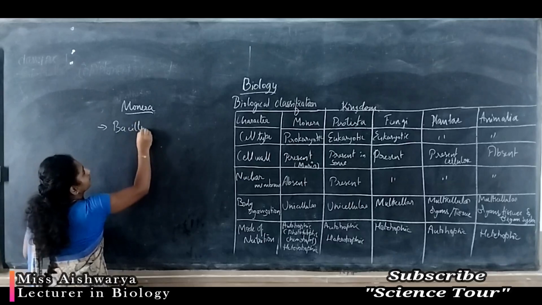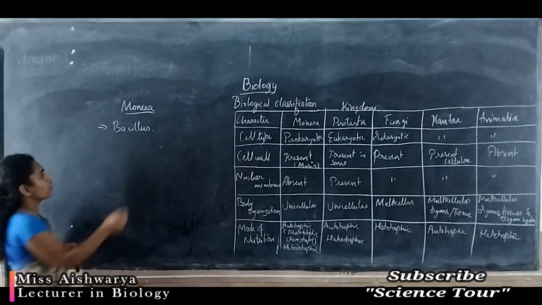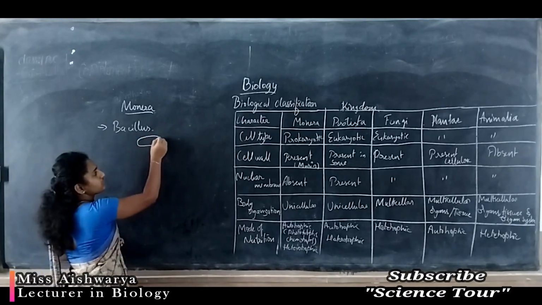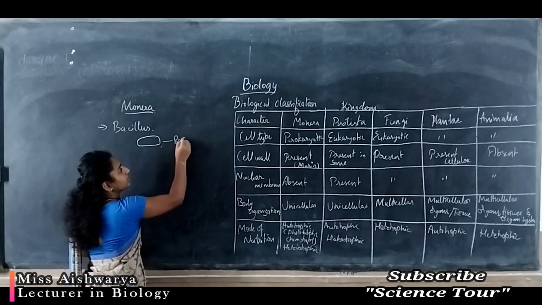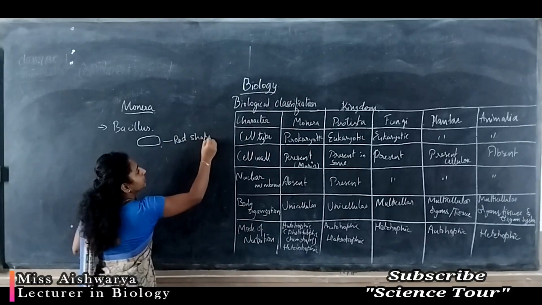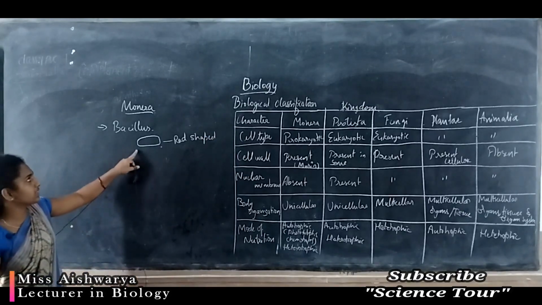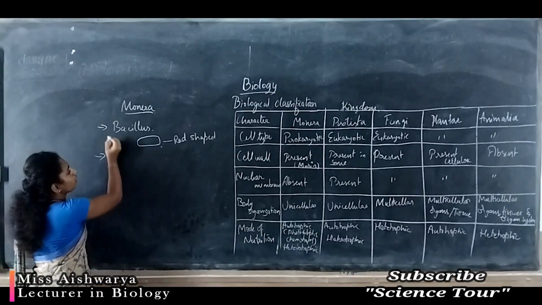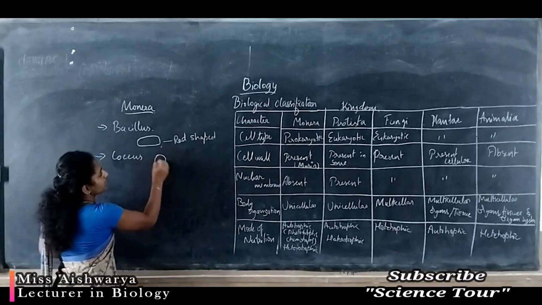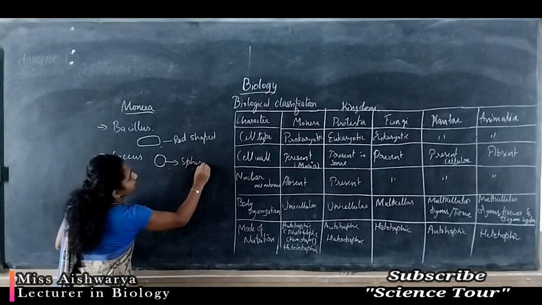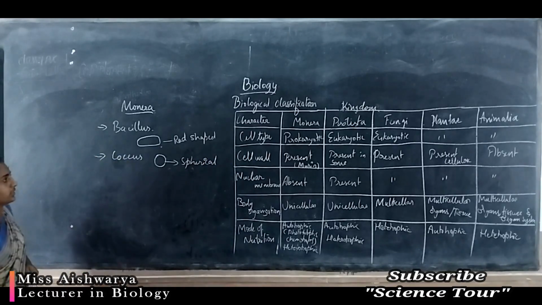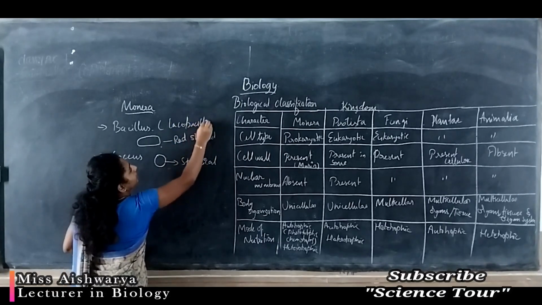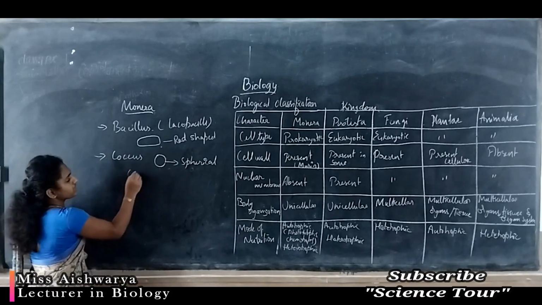bacillus. Rod shaped bacteria are called bacillus, or bacilli in plural. Next, round shaped structure is called coccus. Round, spherical shaped cells are called coccus. Here you can see lactobacilli. Here you can see, as an example, staphylococcus.